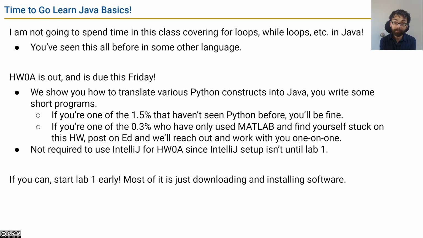Now, even if you've never seen Python, which our survey tells us is 1.5% of you, I still think that this will be pretty comprehensible, especially since most of those folks have either written code in C or C++. And you'll see that Java and C are extremely similar languages. But for the 0.3% of you who've only written MATLAB code, that's 5 people, for those of you, I still think this should be really comprehensible. But if you have trouble, post on Ed, and we'll be happy to reach out to you and or work with you one-on-one and get you up to speed.